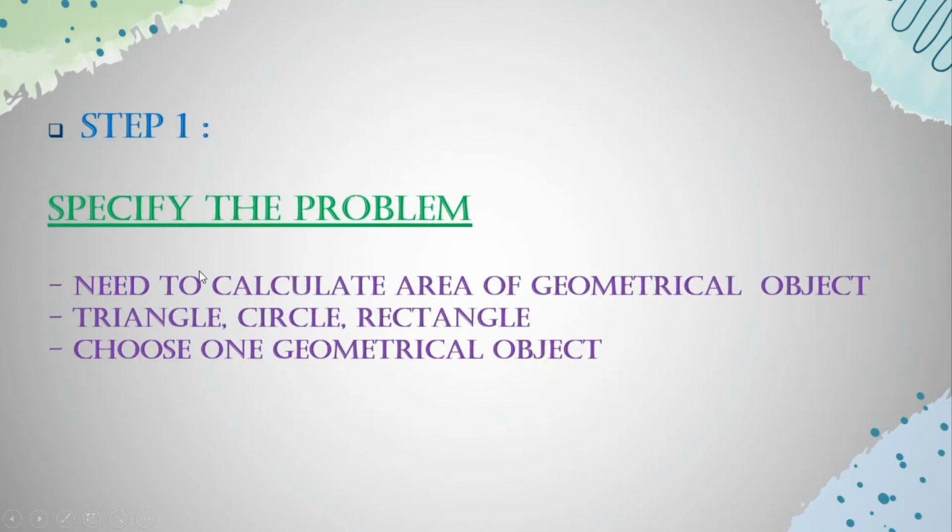First, the answer is step 1. Specify the problem. Need to calculate area of a geometrical object: rectangle, circle, and triangle. Choose one geometrical object.